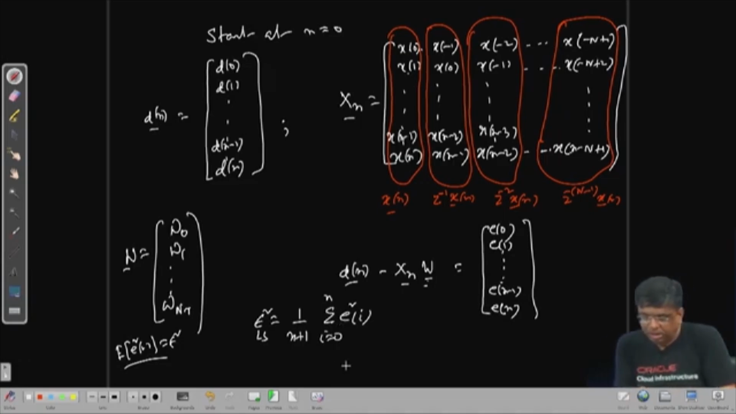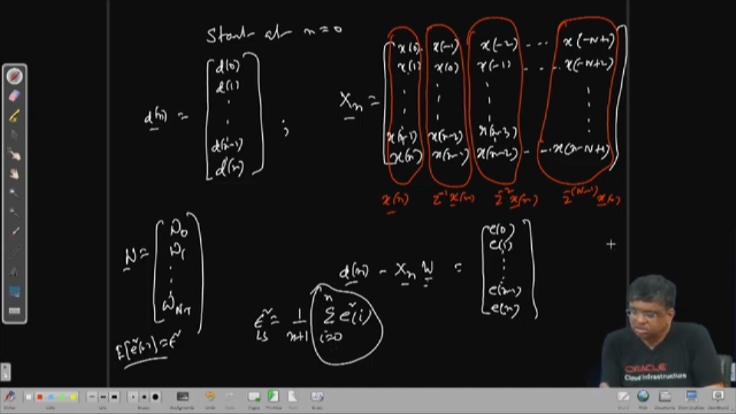All right. So, our purpose now will be to minimize this. Now, the denominator is n plus 1, that does not depend on w. So, we will be minimizing only this much. Okay. So, our task is to minimize the sum of square of errors.